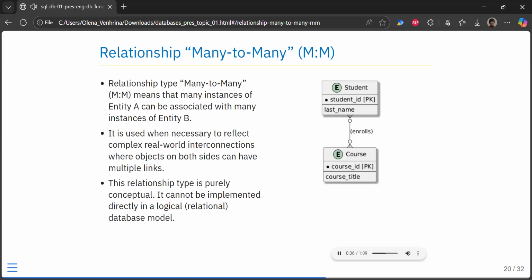But, and this is one of the most important moments in all relational design, such a relationship cannot be implemented directly. In the relational model, there is no mechanism to physically connect 2 tables with a many-to-many relationship. This means that every time we find such a relationship in our conceptual plan, we identify a problem. This is a red flag telling us this relationship must be resolved before we can move to the logical level. And exactly how we resolve it is the topic of our next slide.